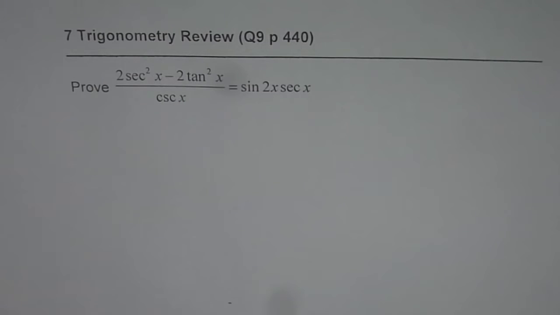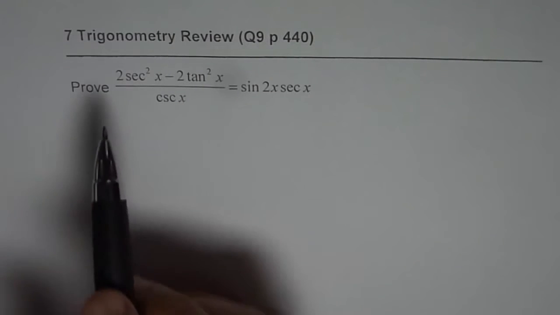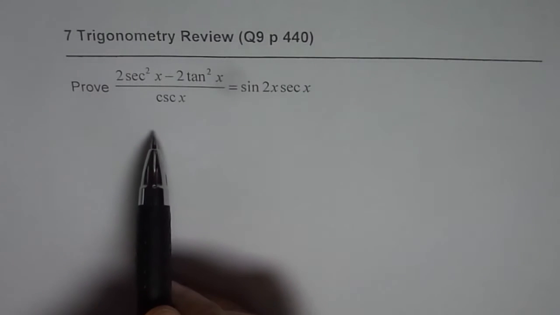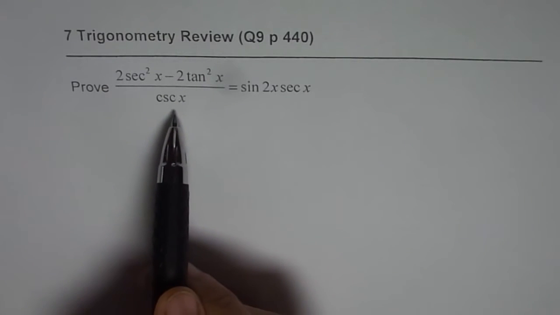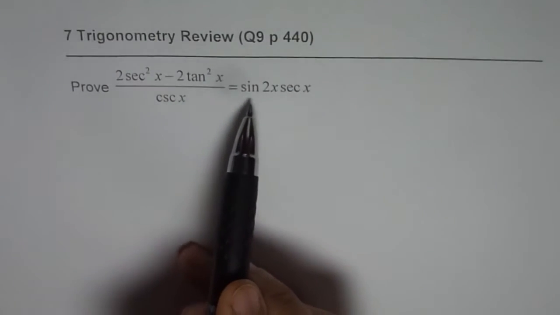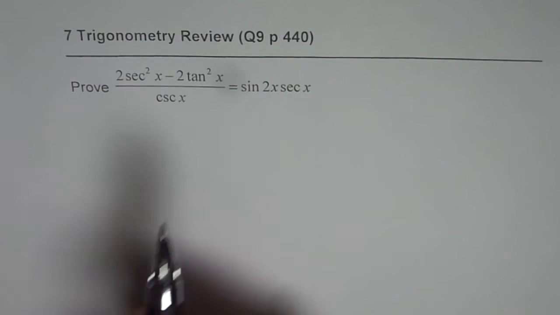Question number 9, page 440, Nelson, Trigonometry Review. Prove (2 sec²x − 2 tan²x) / csc x = sin 2x sec x.